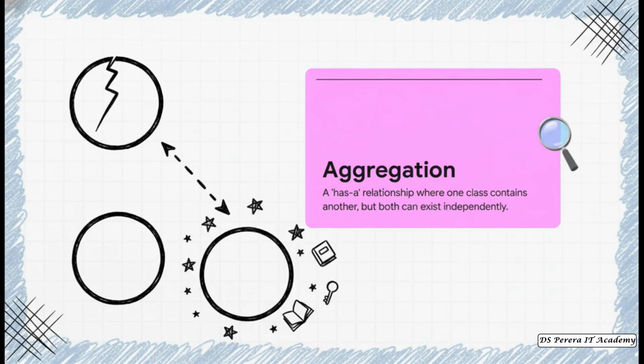The definition here is really the key. Aggregation is a has-a relationship, but, and this is the important part, it's a weak one. In English, so one object contains another, but if you get rid of that container object, the object it was holding can still exist all on its own.